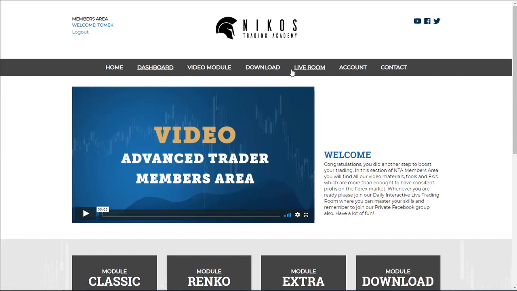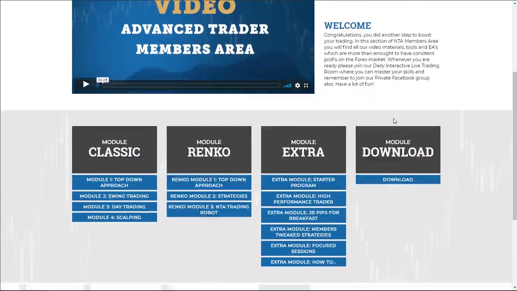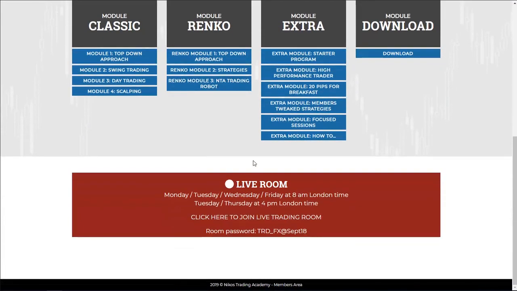You have the menu here where you can choose what you would like to check, and if you scroll down a little bit lower, here we have direct links to the classic module, Renko module, extra module, and download section. Whenever you want to go directly to one of the sections, you just choose what you want to check, click the button, and you will be redirected. Below you have the live room section, with the full schedule of our live trading room and the password here. If you want to join, just click this link.